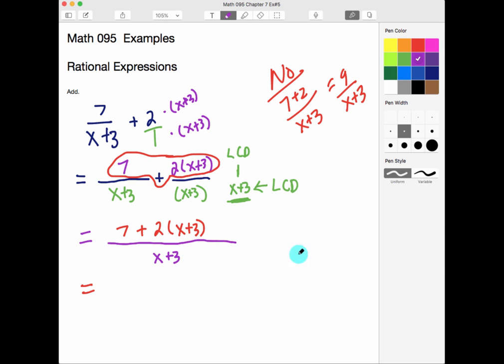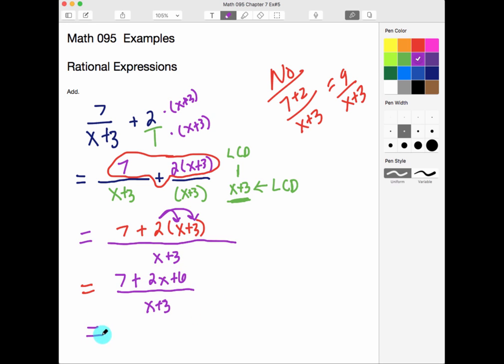So let's go back to cleaning up our numerator here. Our denominator is x plus 3. We want to simplify as much as possible. Simplifying means getting rid of parentheses. So 7 won't change. It's not next to the parentheses at all. But now we can distribute to get rid of these parentheses. So we'll add 2x and we'll add 6.